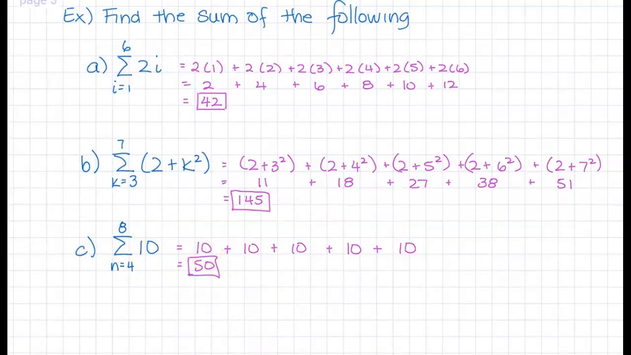So this first term was when n equaled 4, and then we had n equals 5, n equals 6, n equals 7, n equals 8. We still have to look at going from 4 to 8, but this 10 doesn't change. When n is 4, 10 is still 10. When n is 5, the argument is still 10. When n is 6, the argument is still 10. When n is 7, the argument is 10. When n is 8, the argument is 10. So you end up adding 10 five times, and you get 50.